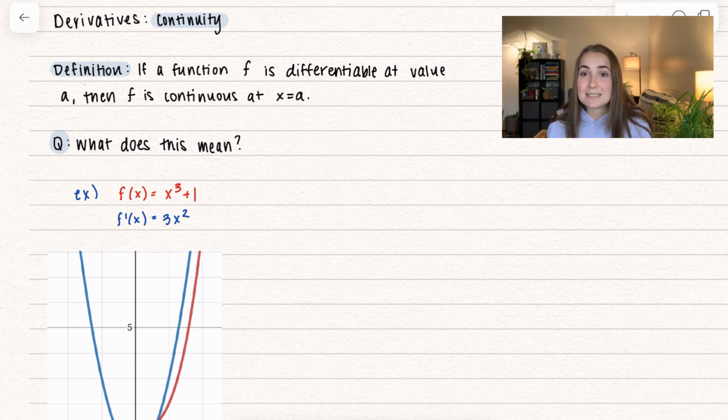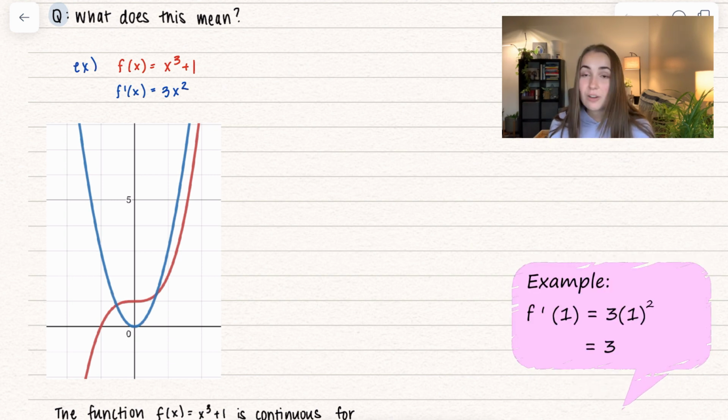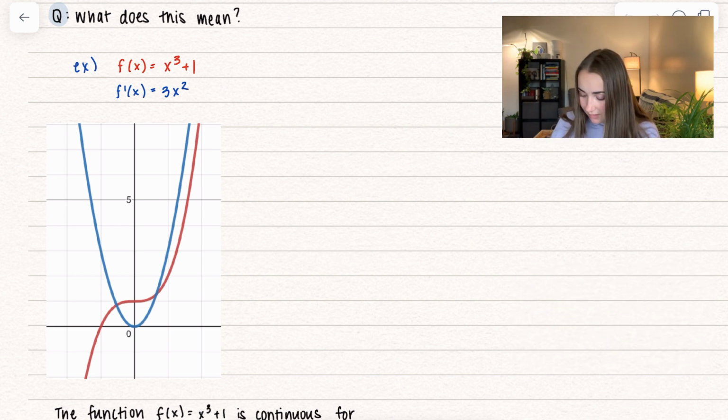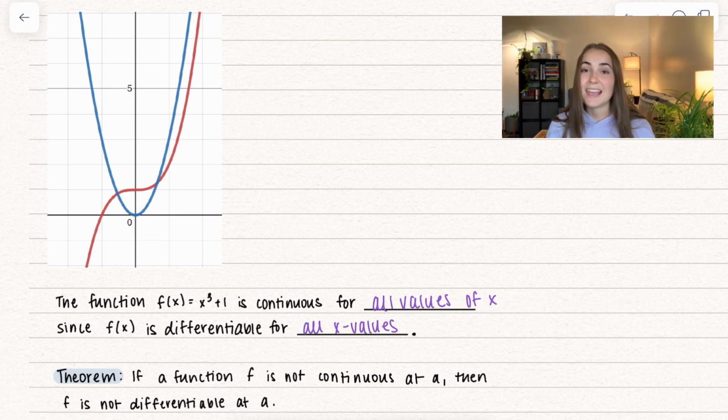So question, what does this mean? Let's go ahead and look at an example here. In the red, we have f of x equals x cubed plus 1. And our first derivative is going to be 3x squared. And really what we're looking at is if we can find the derivative at every single value. So here I can plug in any value of x and I get an output, right? I get a value. This means that the function f of x equals x cubed plus 1 is continuous for all values of x. And thus, f of x is differentiable for all x values. AKA, there are no illegal values in the derivative.